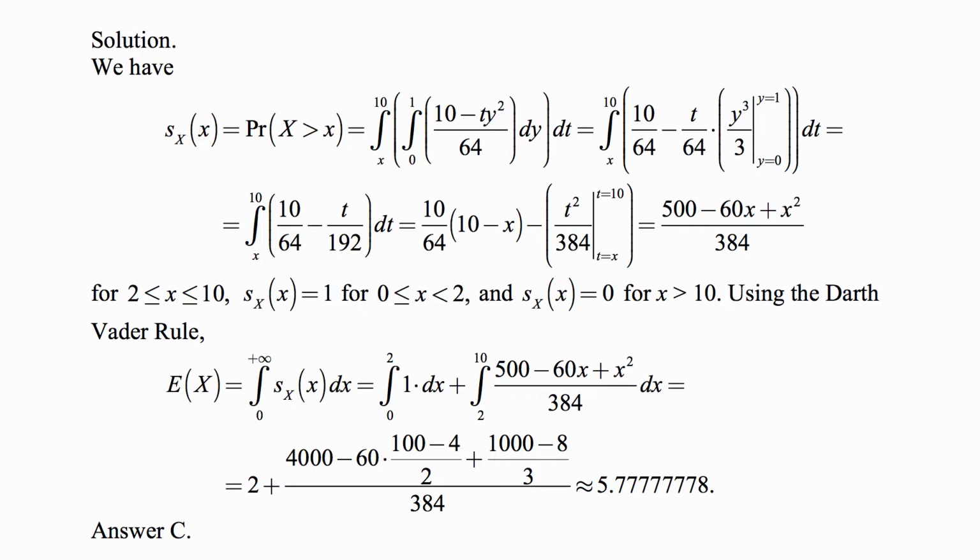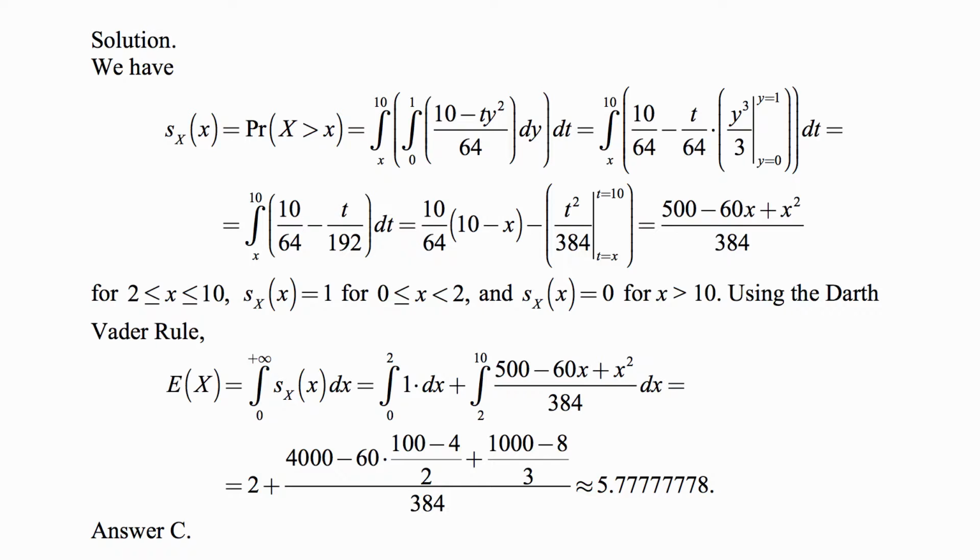t equal to x, which is x squared over 384 with a minus minus, so plus sign. This is for x between 2 and 10. If x is between 0 and 2, the survival function is 1. And then it's 0 for x more than 10.